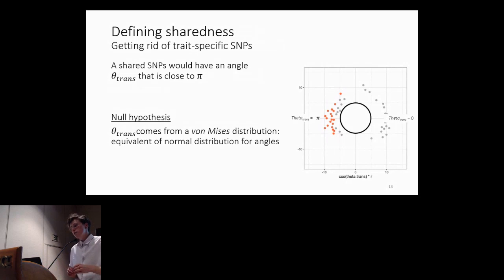And now we are going to define sharedness using this angle, the transformed angle. And the purpose of this step is to get rid of the trait-specific SNPs. So we will only have the shared SNPs. And here we already saw that all the shared SNPs have an angle that is close to pi. And for this, we use the von Mises distribution, which you might not have heard of, but it's similar to a normal distribution, but then for angles. So it takes into account that an angle of 0 and 2 pi is the same, for instance.